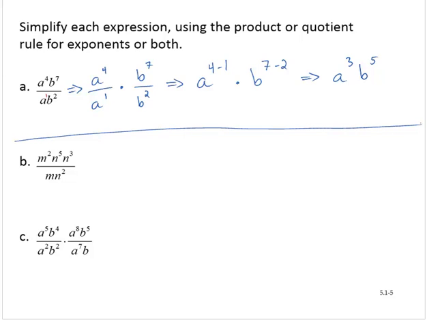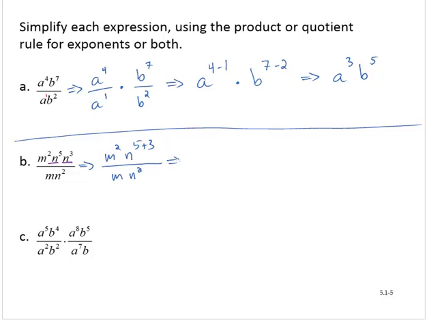Exercise B. M to the second, n to the fifth, n to the third over m n to the second. The first thing I'm going to do here is notice that in the numerator we have n to the fifth times n to the third. So I'm going to use the product rule for exponents to rewrite the numerator. So I'd have m to the second, and then n to the 5 plus 3. And I'll leave the denominator alone.